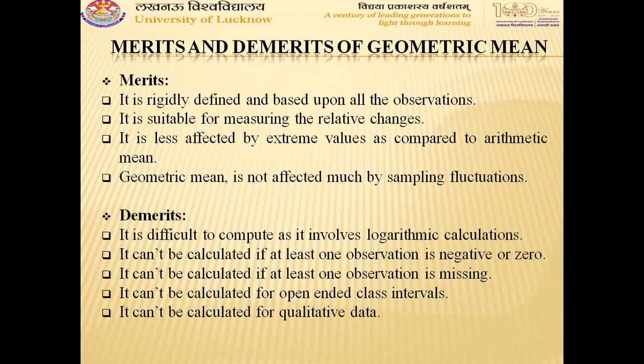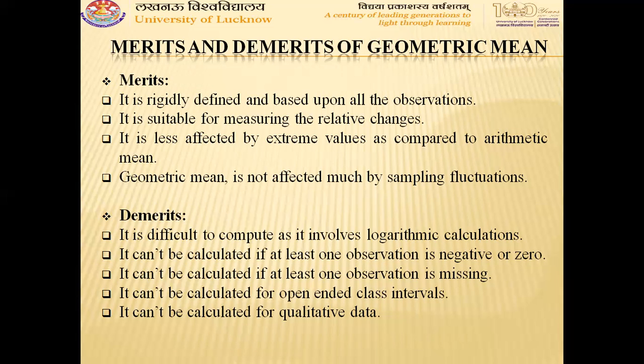However, it has certain drawbacks. The main drawback is that it is difficult to calculate. If we are calculating it manually, then it is very difficult to calculate the geometric mean. It cannot be calculated if at least one value is negative or zero, because the nth root of a negative value is imaginary, whereas the root of zero is undetermined.